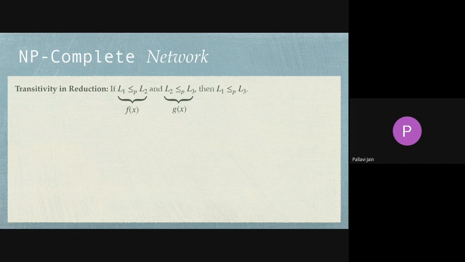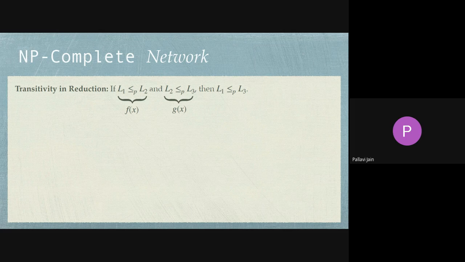No, no, no. That's what I'm saying. This sign just means that L1 is reducible to L2 in polynomial time. That's it. I'll not go back to the slide, but I wrote the definition of reduction there. All I'm saying is that if L1 is reducible to L2, and L2 is reducible to L3, then L1 is also reducible to L3.